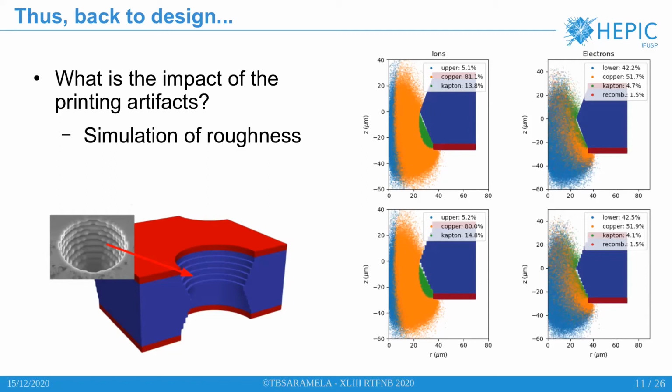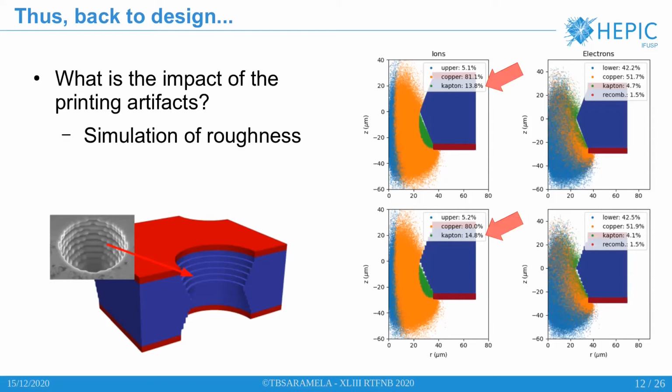Can you pass, please? The great difference, the biggest difference between the standard and the printed is the amount of ions, the green ions, the ones trapped.